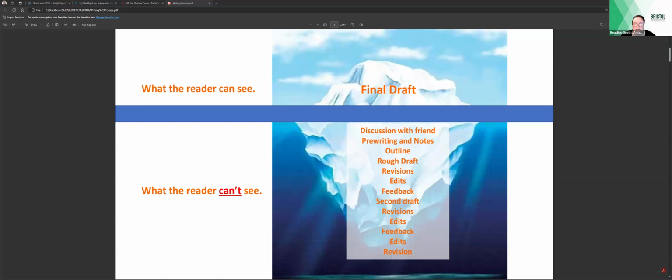There's so many different things that happen behind the scenes. And when you are writing a paper, in order to create that really good final draft, you do have to do a lot of things behind the scenes, basically, before you actually produce that final draft.